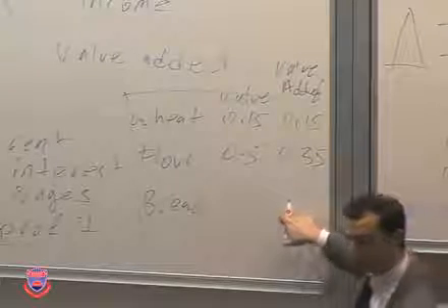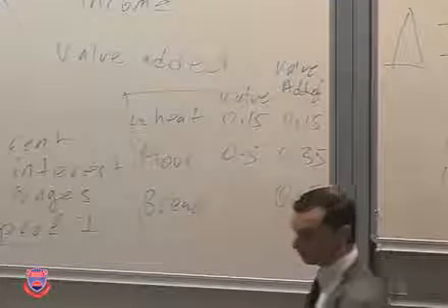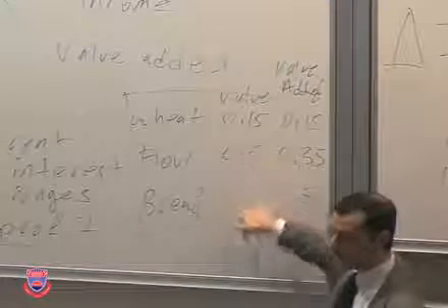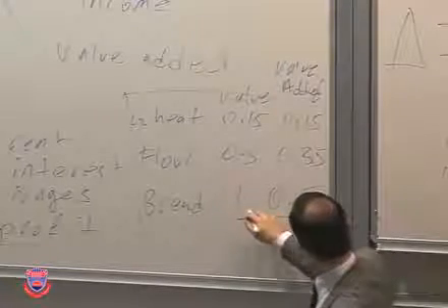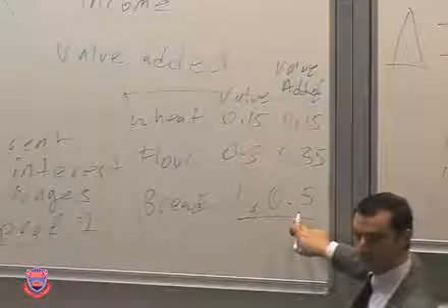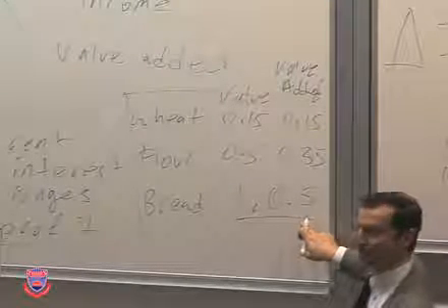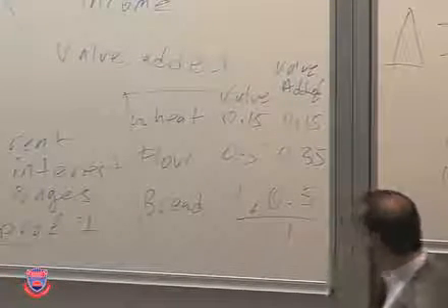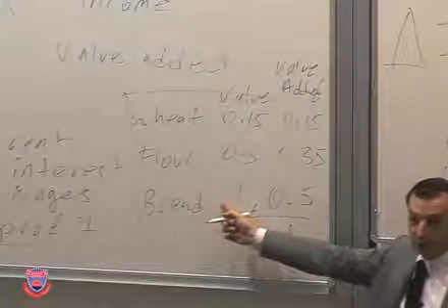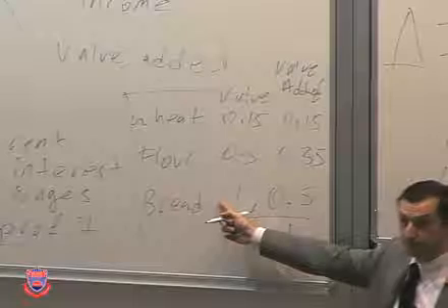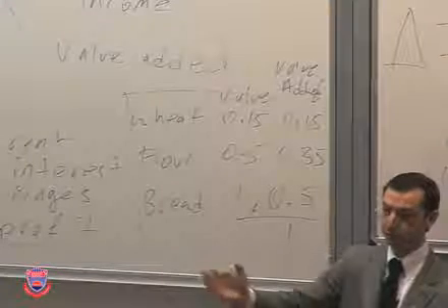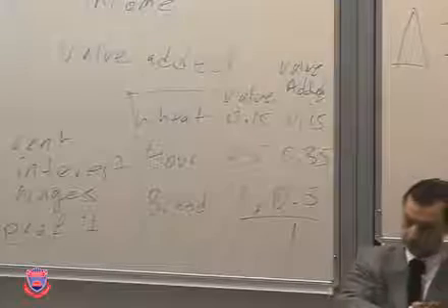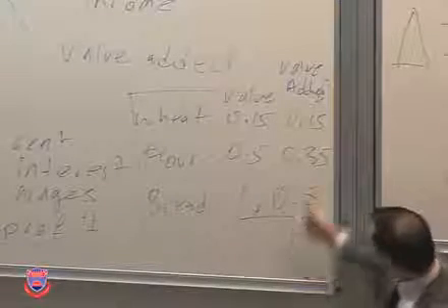What is it here? 0.5. Okay? I got something that's valued at 0.5, turn it into something valued at 1. Here's the magic. Add these up. What do you get? Ooh. Isn't that cool? Is it a coincidence that this is 1 and this is 1? What I have done here is I broke down the value components of the bread. Okay? The value components have to add up to the total value. Okay? This is the value added way.